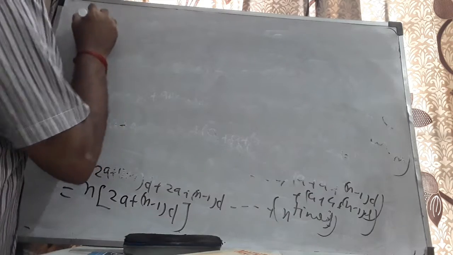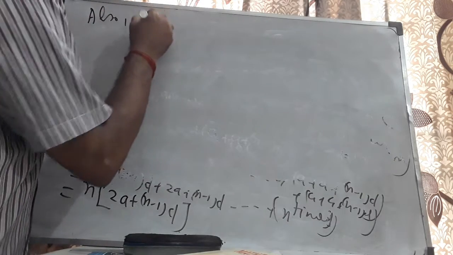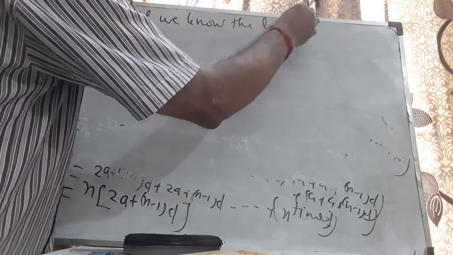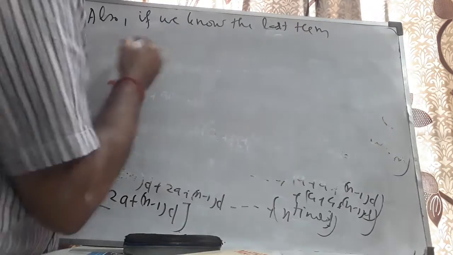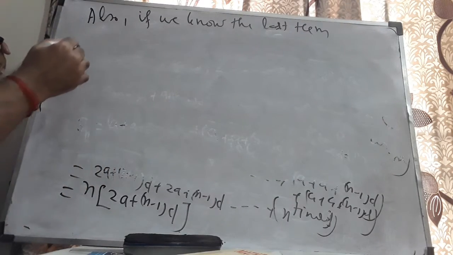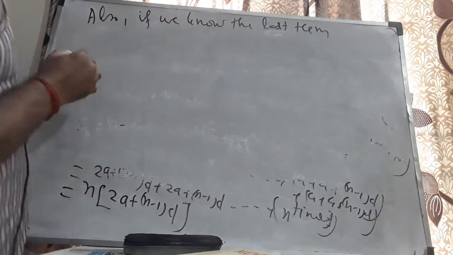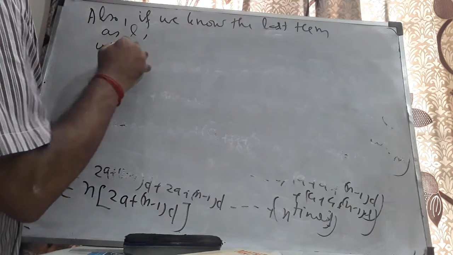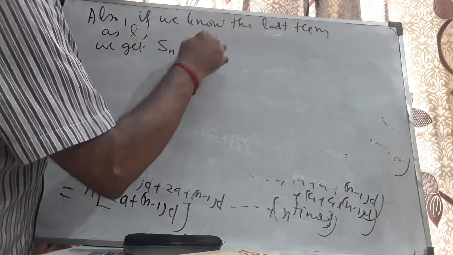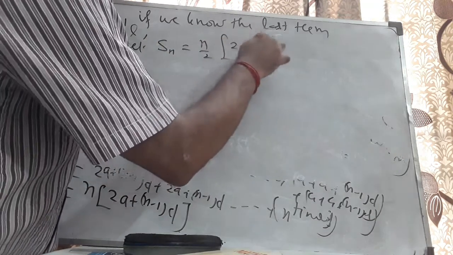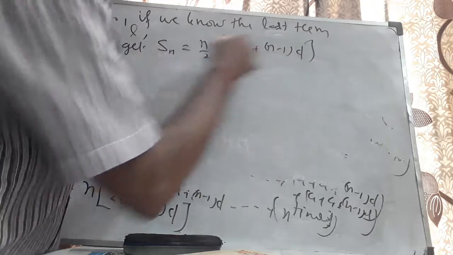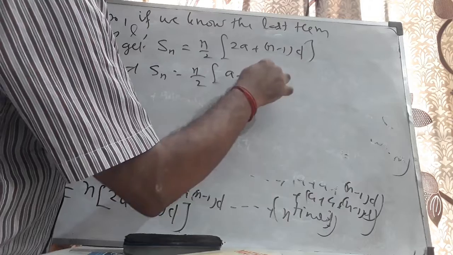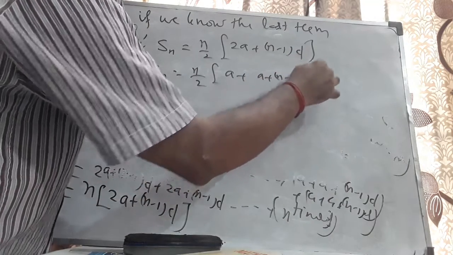Also, if we know the last term as l, we get Sn is equal to n by 2 into (2a plus (n minus 1) into d), which can be written as n by 2 into (a plus (a plus (n minus 1) into d)).